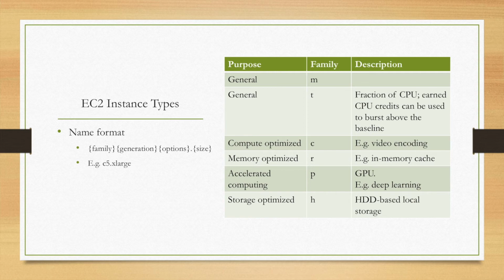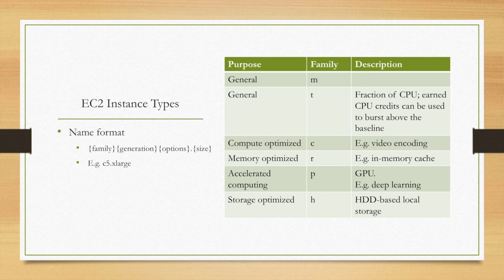From the table, we can see different families. For general usage there is the M family, and also the T family. The T family is a very special kind of instance type. It can use a fraction of the CPU. Other families always use at least one CPU. Using a fraction of the CPU, at the same time you can earn CPU credits, and these credits can be used to burst above the baseline.